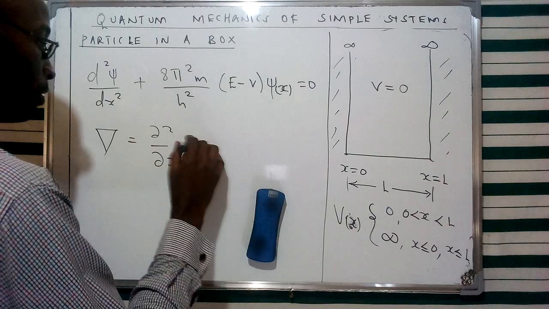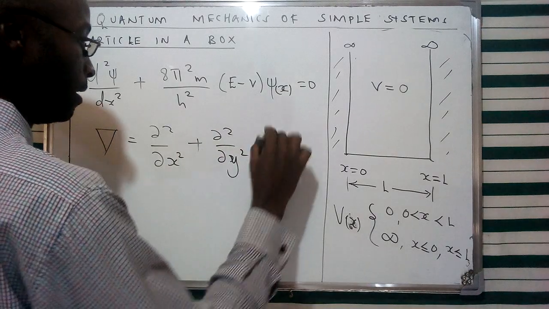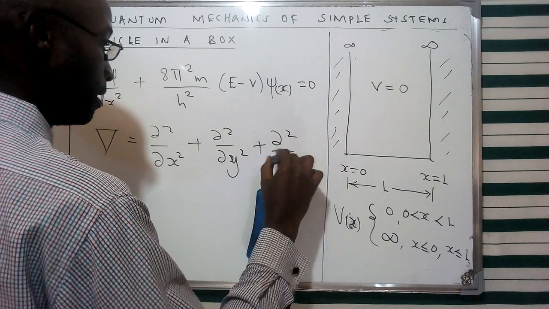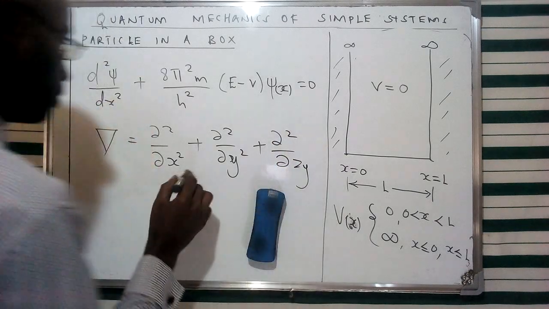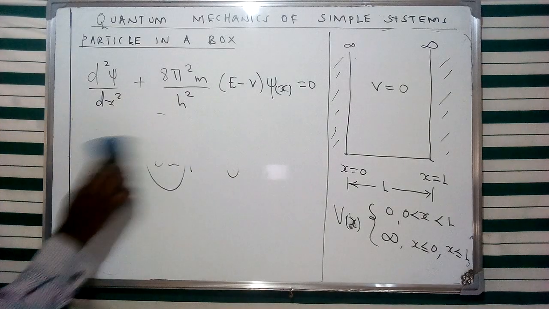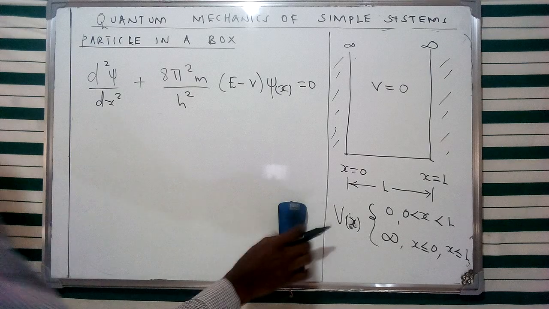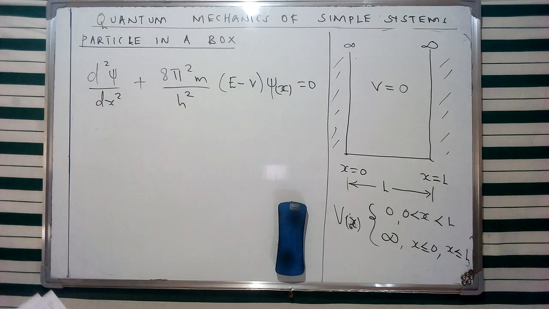So this is a Laplacian operator, which is going to have a change in x, a change in y, and then a change in z, given as such. So we're going to use this element of volume over x for this specific particle, which is restricted within the x-axis, given as such. And this is going to give us a version of Schrodinger's equation from that specific representation.